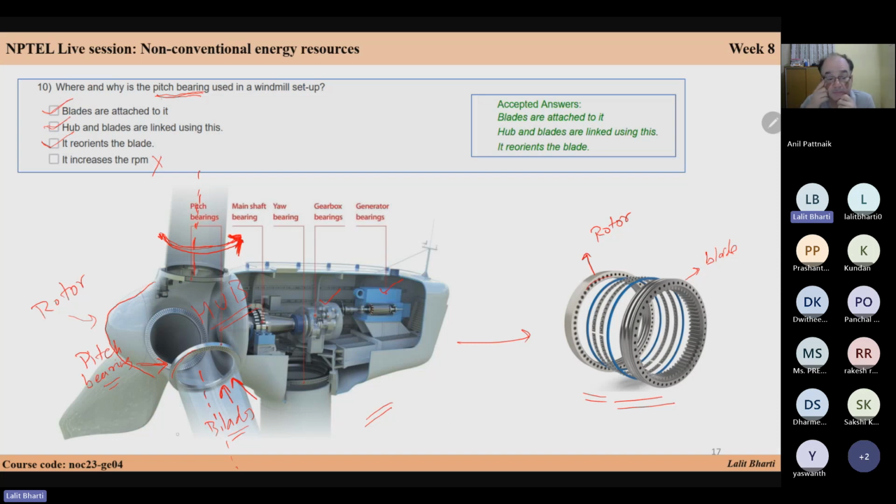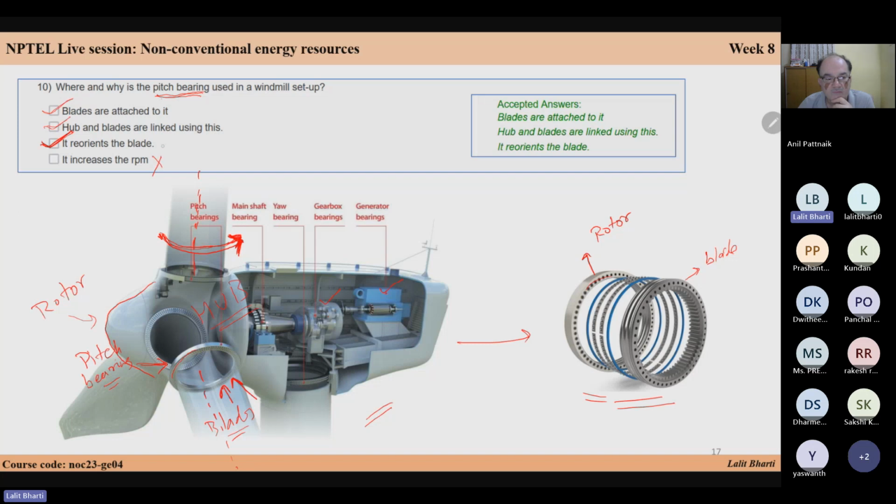It is similar to a screw. If you rotate or tighten a screw, the axis of rotation is basically the axis of the pitch, and one rotation is one pitch. But here this pitch bearing is used to reorient the blade. So option 3 is correct.